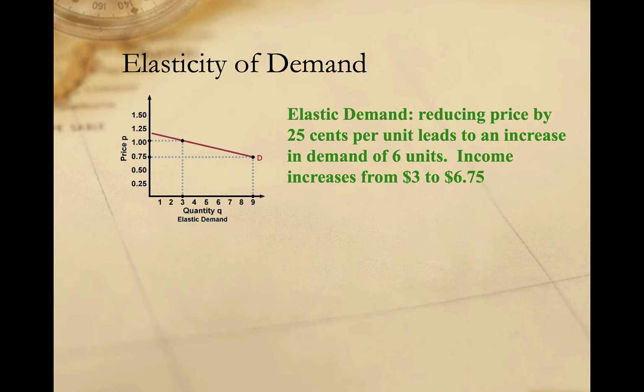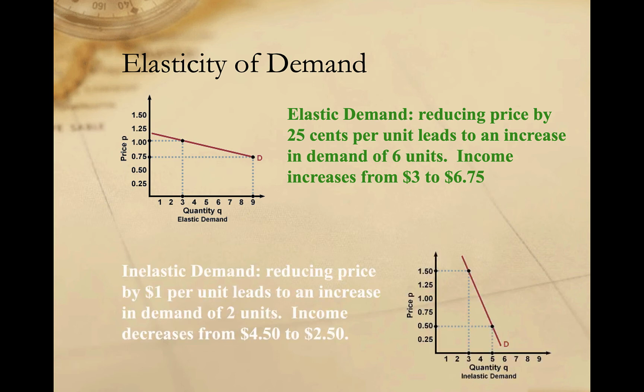But when demand is relatively inelastic, increased demand may not offset the loss per unit sold. Here we see an example of a commodity with relatively inelastic demand. Note that reducing the price of the commodity from $2 to $1 per unit generates only an increase in demand for 2 units. As a result, total income decreases as price goes down.